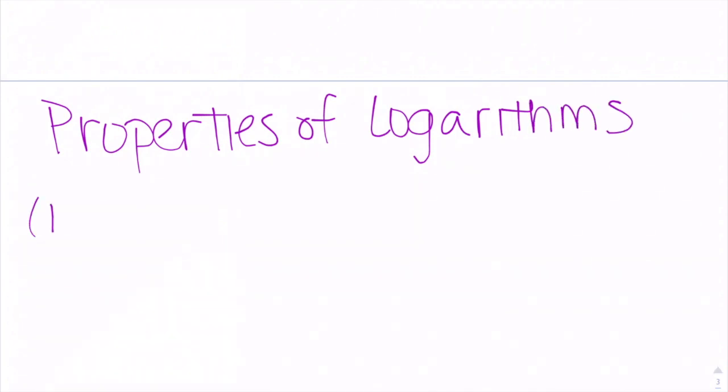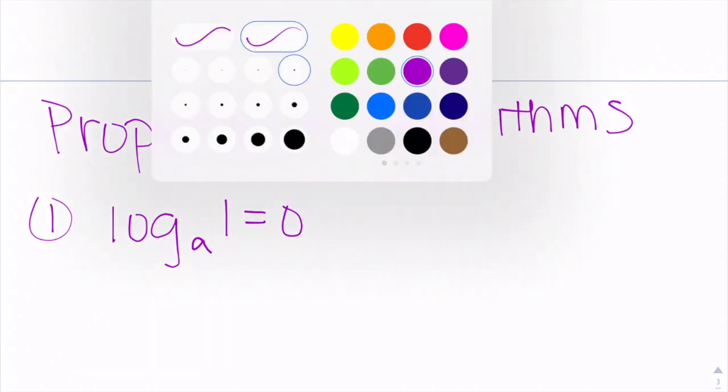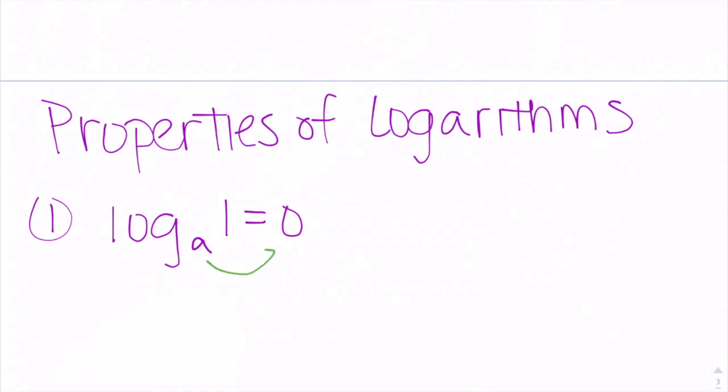The first property we're going to write down is log base a of 1 equals 0. That means that for whatever number the base is, if your argument, what's inside of the logarithm, is 1, it's going to equal 0. This is because if we convert this to exponential form, we would get a to the 0 equals 1, and if you remember from your exponent properties, anything to the 0 power is 1.